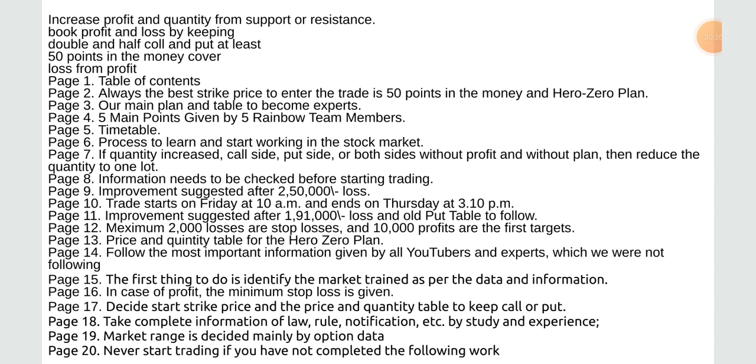Increase profit and quantity from support or resistance. Book profit and loss by keeping double and half call and put at least 50 point in the money cover. Loss from profit. One, table of contents. Two, always the best strike price to enter the trade is 50 point in the money and hero zero plan.